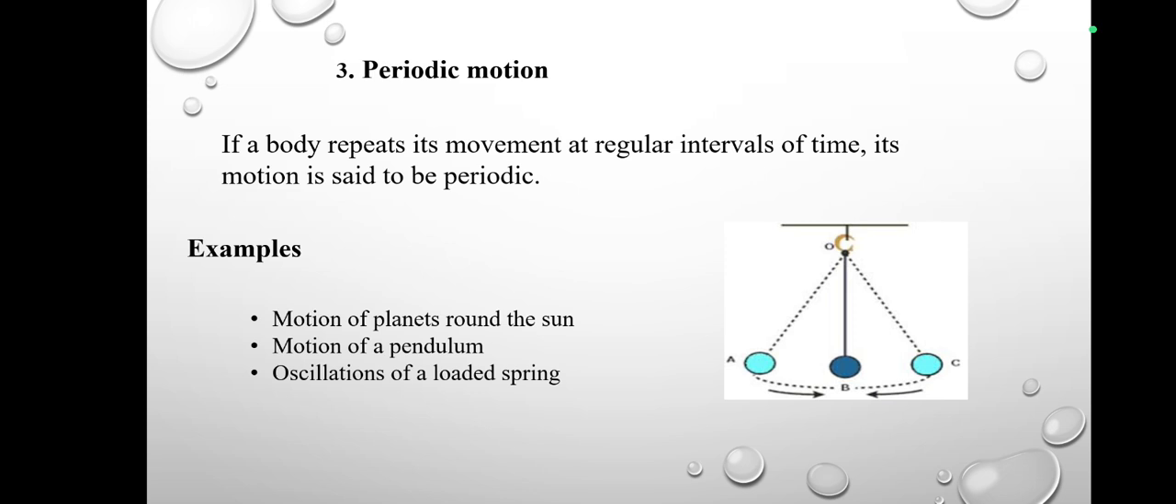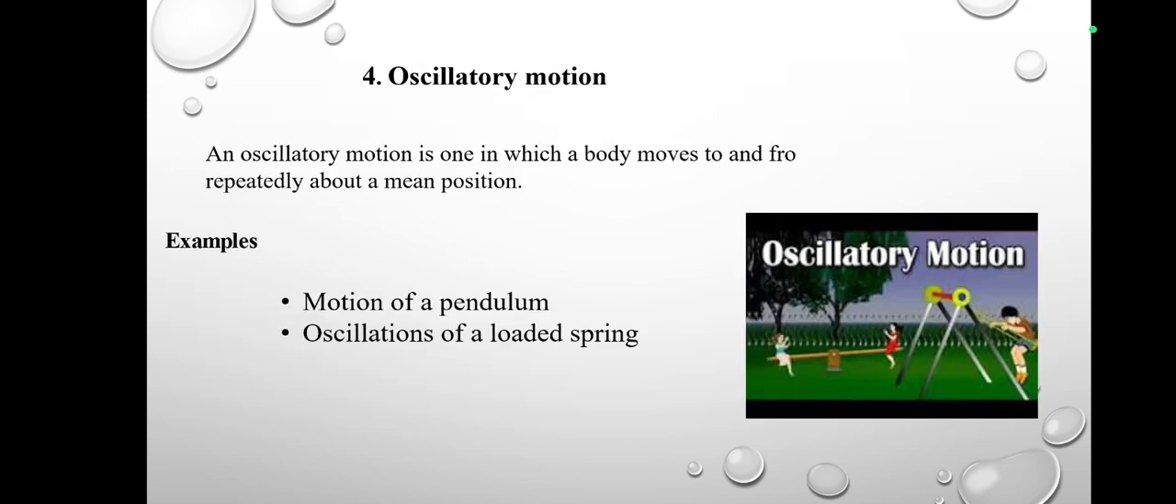The third one is periodic motion. What is periodic motion? If a body repeats its movement at regular intervals of time, its motion is said to be periodic. We can see the picture. This is a torsion pendulum, and the motion of the pendulum. These are examples of periodic motion. Another example is the motion of planets around the sun, and oscillations of a loaded spring. These are the examples.